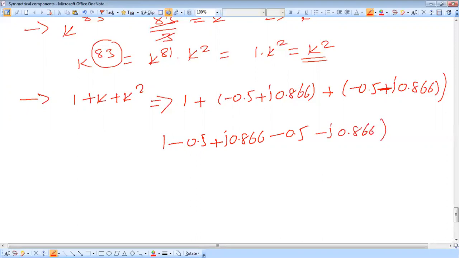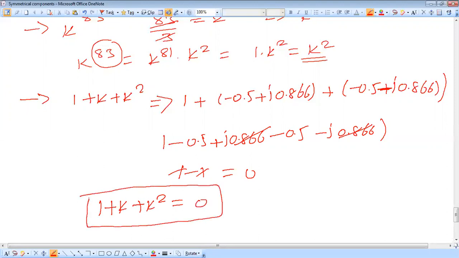Here, this minus and this plus will cancel. Minus 0.5 minus 1 minus 1 equal to 0. Finally, remember any derivation with 1 plus k square. What is the value? It is 0. For proving this one, no need to prove again.